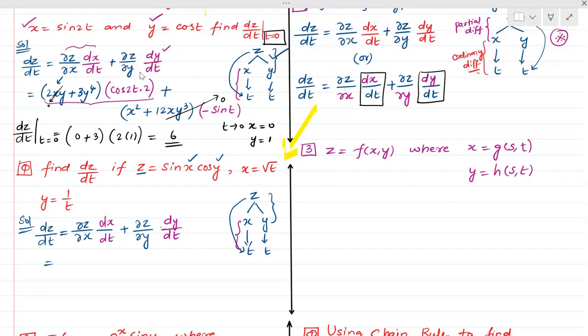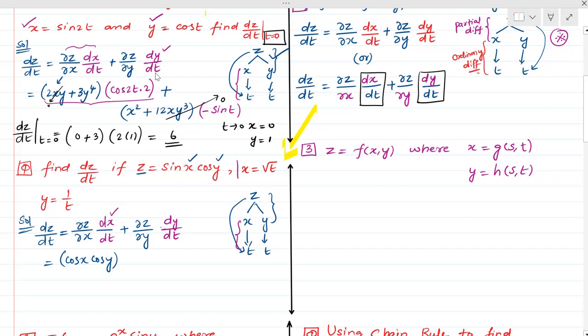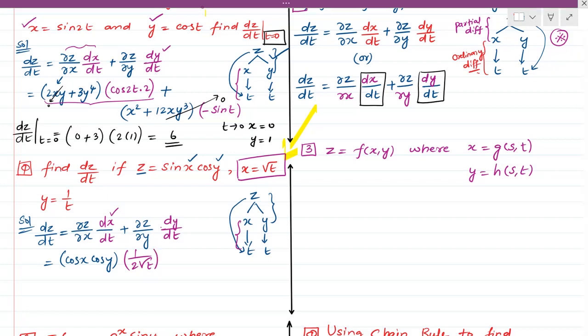What is this? With respect to x, it is cosine x, and cosine y is a constant as it is. And then what about the next step? x with respect to t. If you differentiate root t with respect to t, it becomes 1 over 2 root t, plus ∂z over ∂y. What is ∂z over ∂y? Differentiate with respect to y.